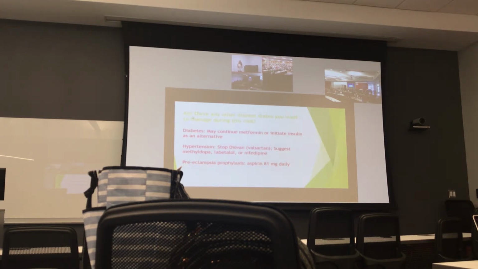With the hypertension, already answered that, so stop the valsartan because it's contraindicated in pregnancy. Suggest methyldopa, labetalol, any of the others that are safe to use. And then our preeclampsia prophylaxis, we can advise aspirin, 81 milligrams, really anything within our dosing range every day to prevent that risk. Any questions?